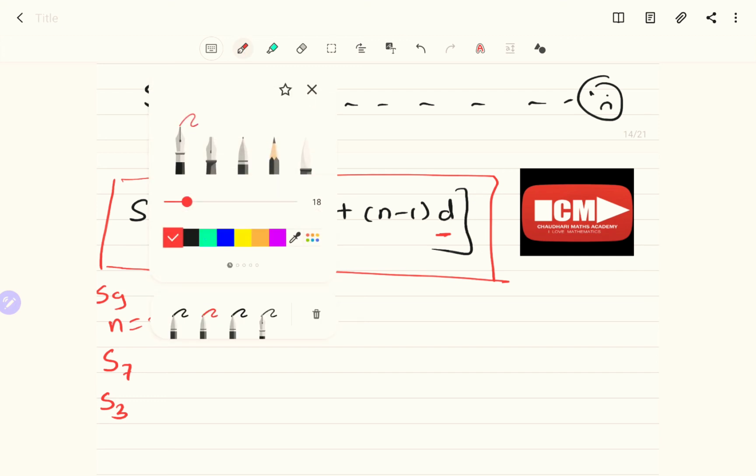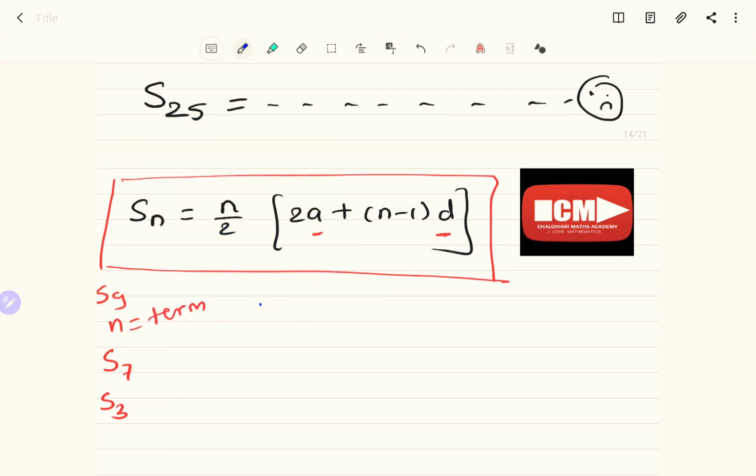Let's try to find the sum of n terms of this example. So here I am taking a sequence in AP 1, 3, 5, 7, 9 and 11 and so on. And you know that we already discussed this is in AP.